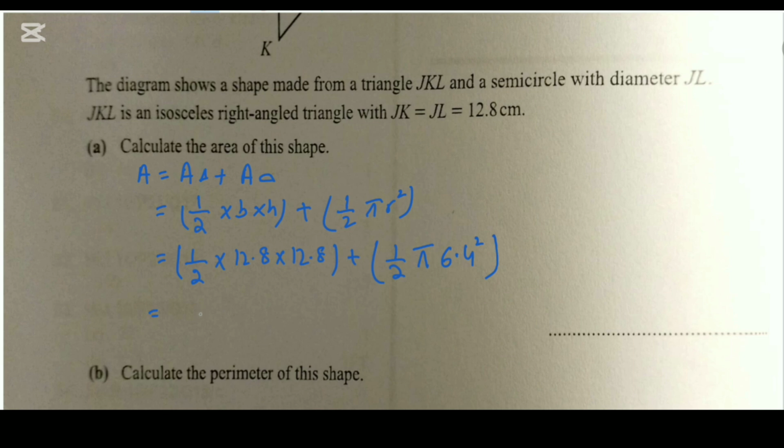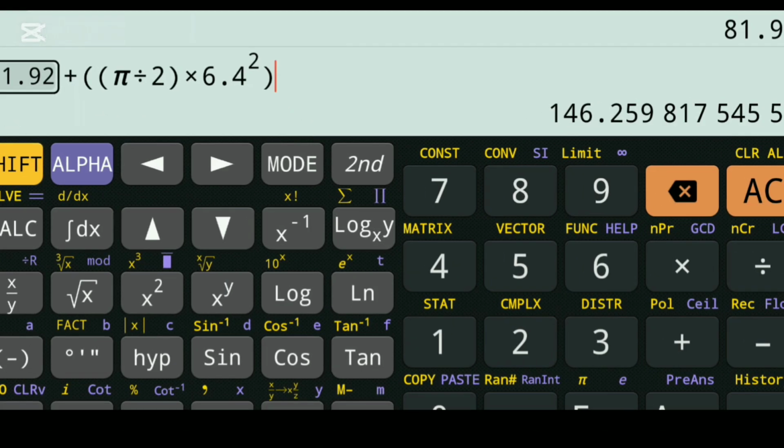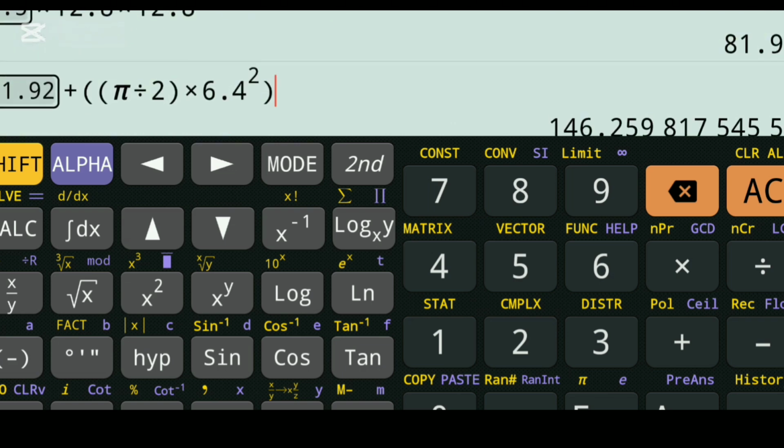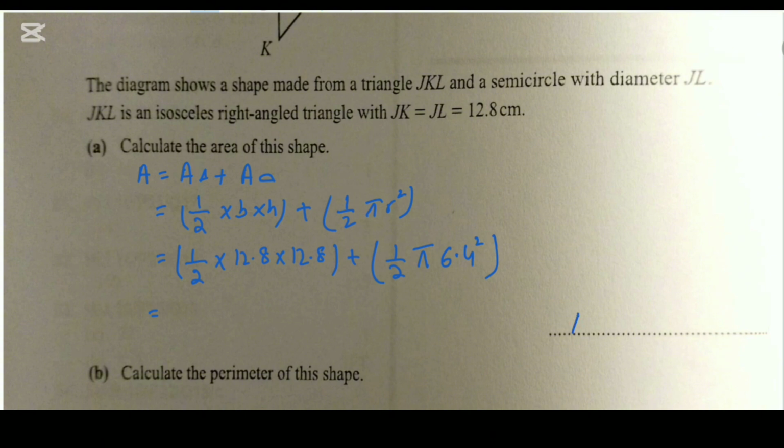So if you calculate it, you will get 146.26. Let's calculate. So this is the way you will put it in the calculator. That is also very important, how you have to put the values in the calculator. Answer is 146.26 centimeter square.